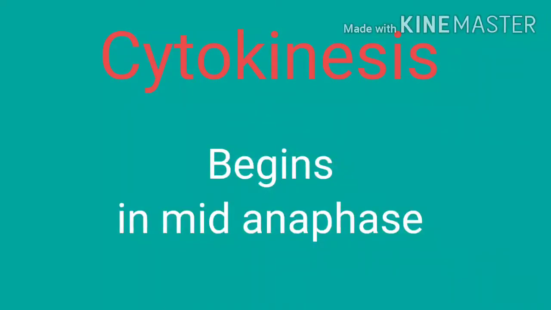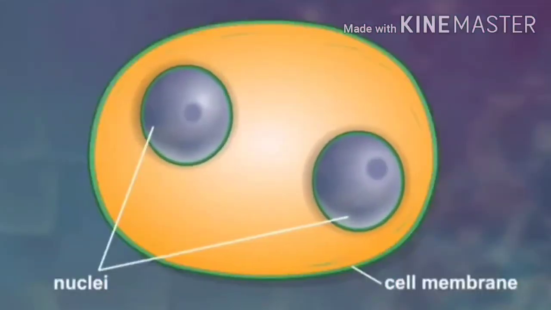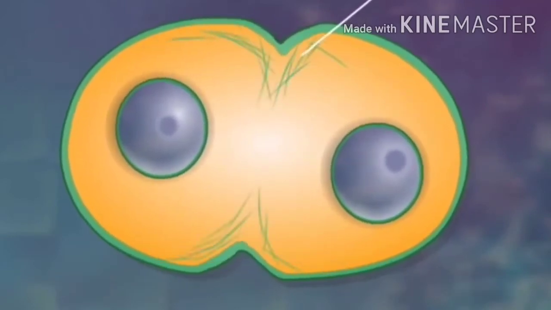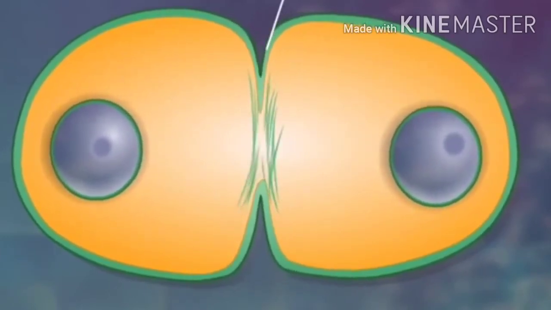Cytokinesis begins in mid-anaphase and is generally completed along with the completion of telophase. Animal cell cytokinesis is different from plant cell cytokinesis. As you know, the outermost covering of animal cells is the plasma membrane, which is quite flexible. So in animal cells, a furrow is formed in the plasma membrane. This furrow gradually deepens and ultimately joins in the center, dividing the cell cytoplasm into two.